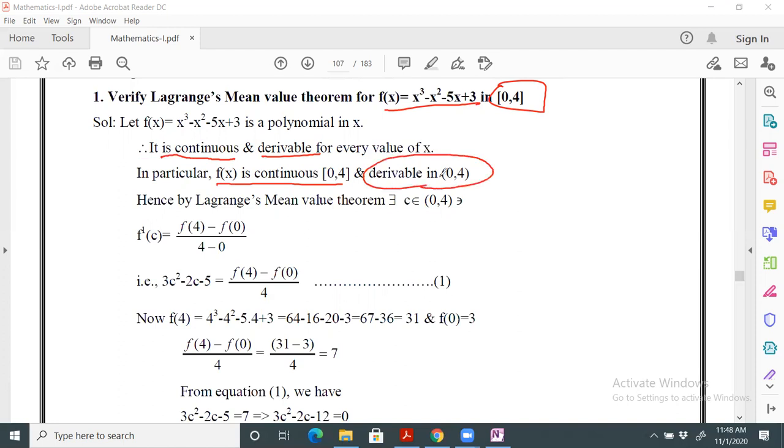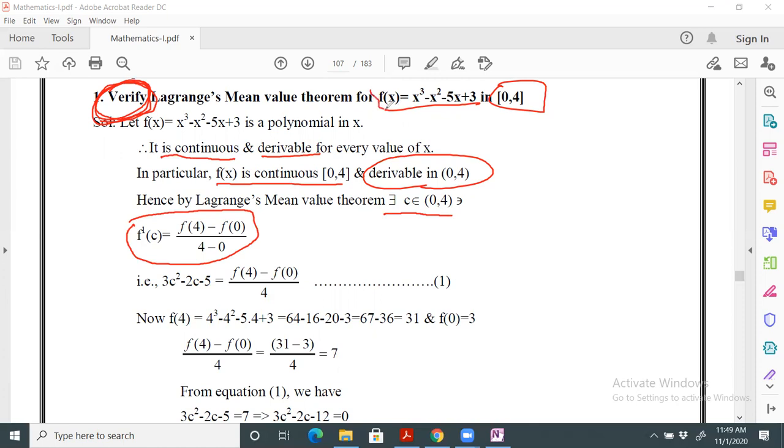So two conditions are satisfied, and Lagrange's mean value theorem is applicable. By using Lagrange's theorem, there exists at least one point c belonging to the open interval 0 comma 4 such that f dash of c equals f of b minus f of a by b minus a. That's enough, but since they mentioned verify, we have to take f dash of c equals f of b minus f of a by b minus a.